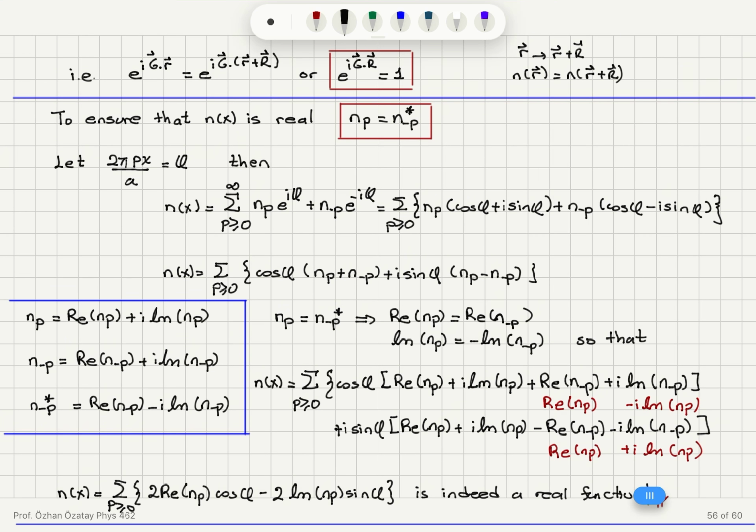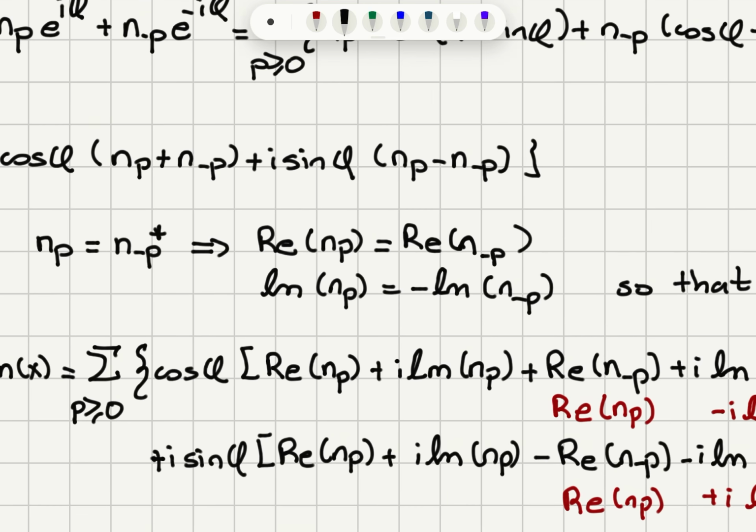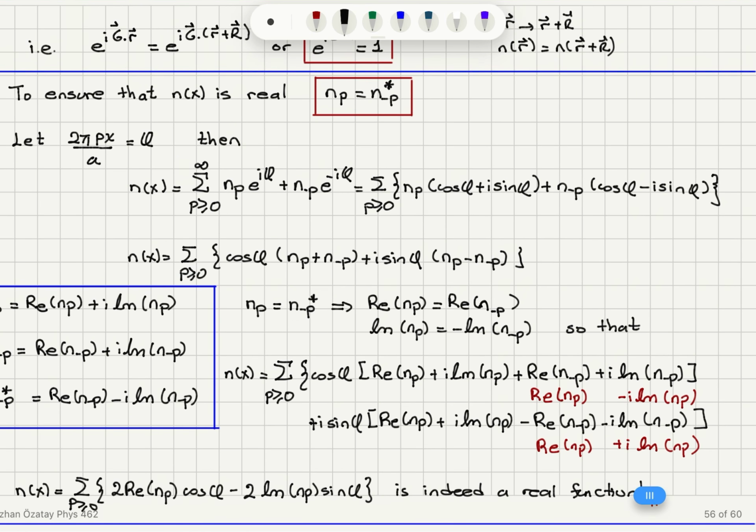Okay, so if I write n of x as the sum over p greater or equal to 0 of cosine phi times (n_p plus n minus p), I substitute real part of n_p plus I imaginary part of n_p plus real part of n minus p plus I imaginary part of n minus p. And since I noted the real part of n_p is equal to the real part of n minus p, I will replace the real part of n minus p with the one in red, the real part of n_p. And for the imaginary part of n minus p, I will replace it with minus I imaginary part of n_p.